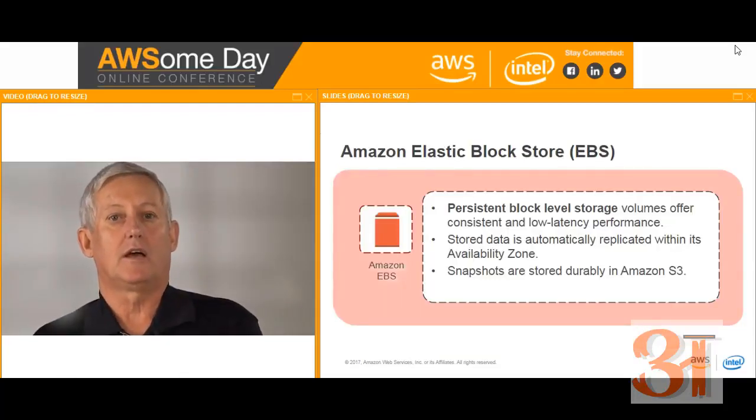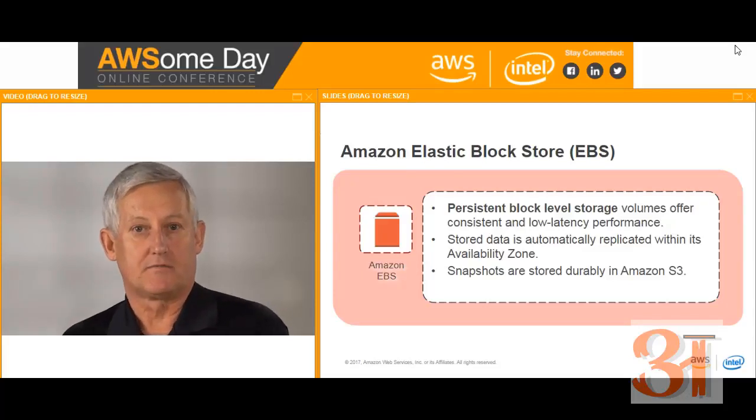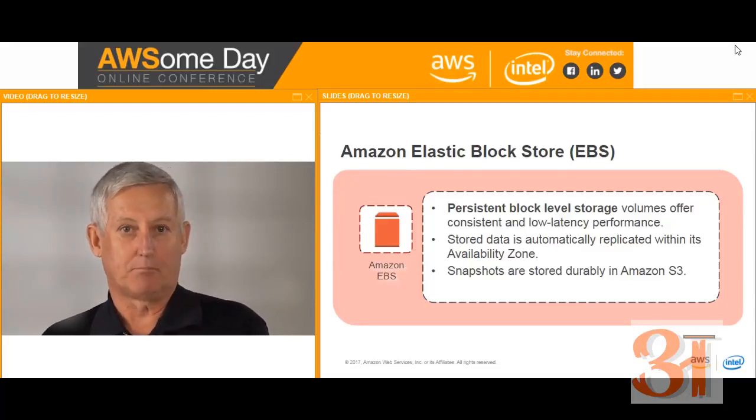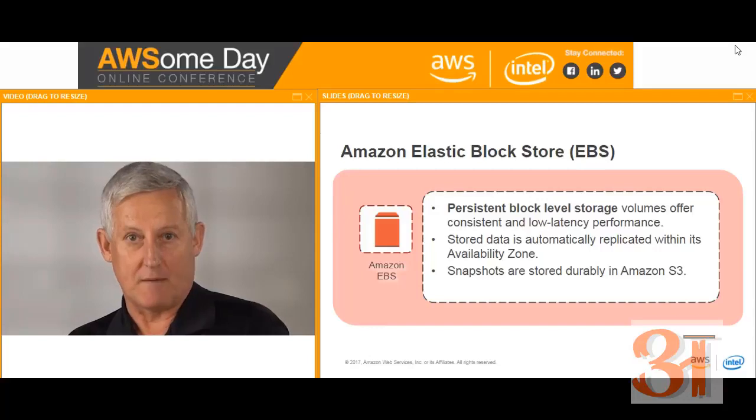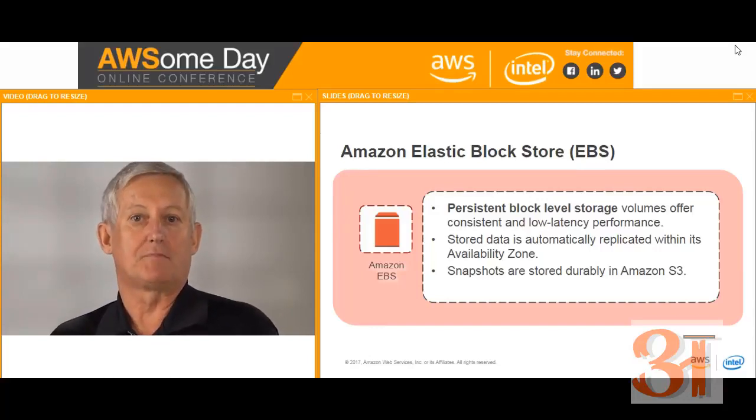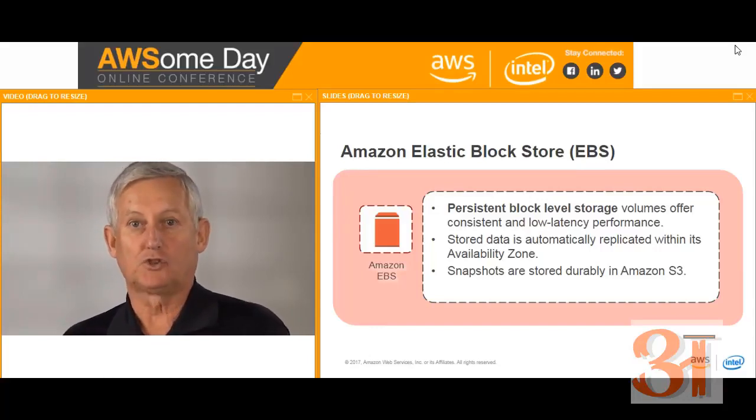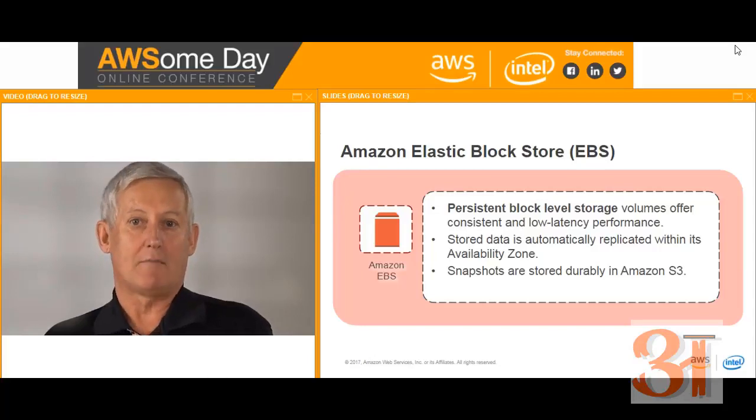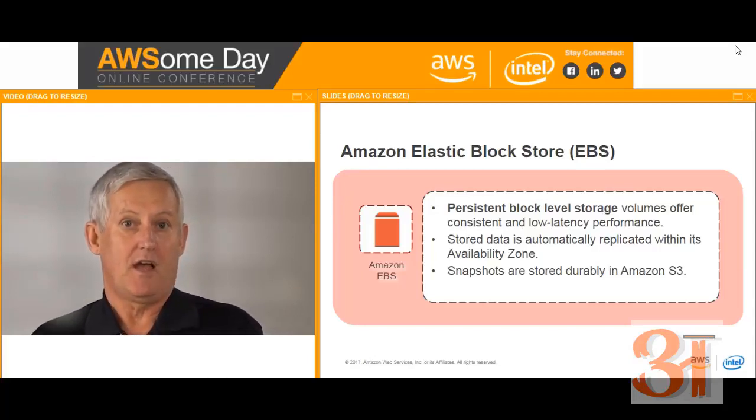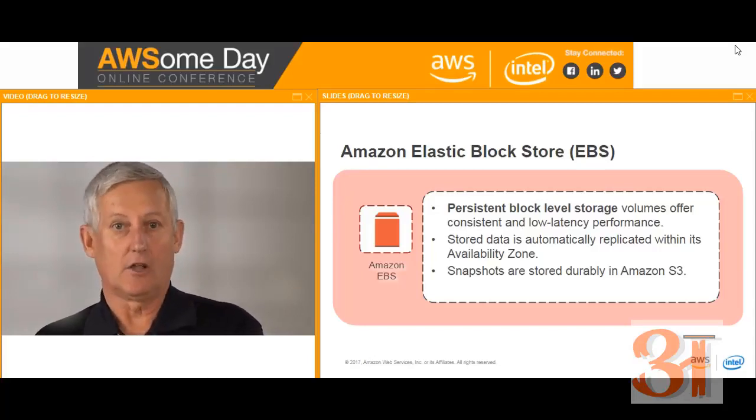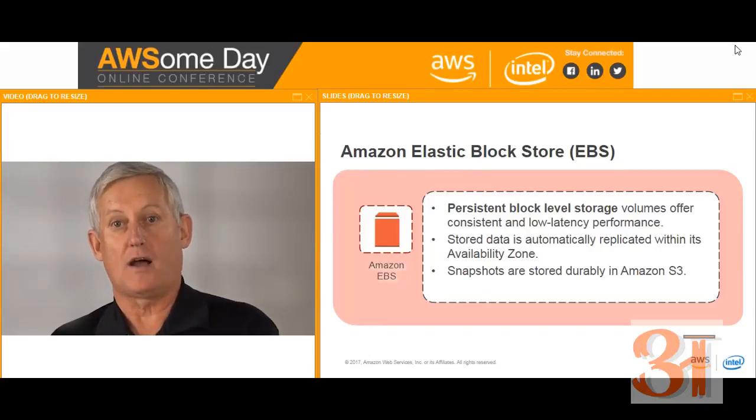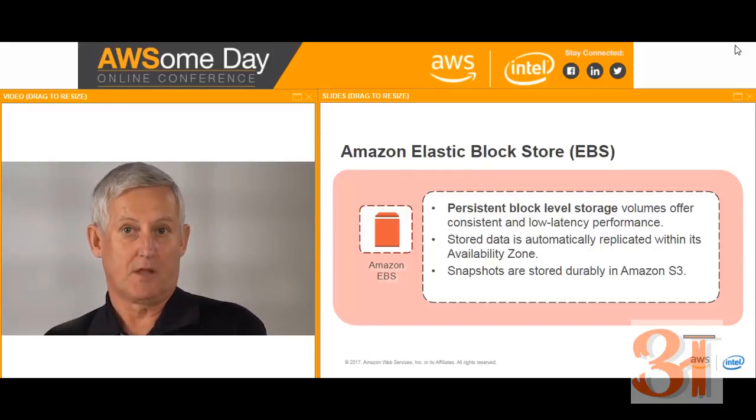Now let's take a look at Amazon EBS. Amazon Elastic Block Store, also known as Amazon EBS, provides persistent, block-level storage volumes for use with Amazon EC2 instances and offers consistent and low-latency performance. EBS is particularly suited for applications that require a database, file system, or access to raw block-level storage.